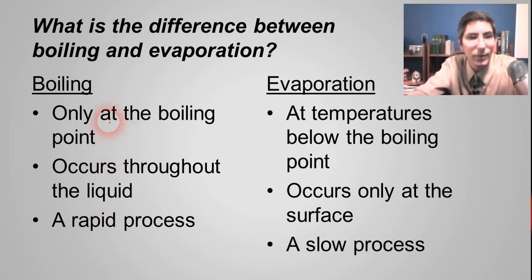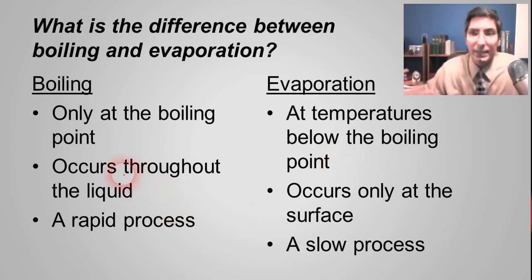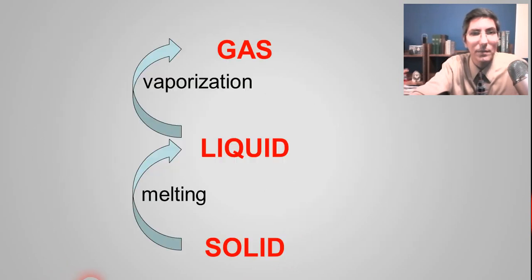Notice the temperature. Boiling takes place at the boiling point. Every liquid has a boiling point. We'll talk more about what that means here in the next video. Evaporation takes place at temperatures below the boiling point. Boiling takes place throughout the liquid. That's why you see the liquid churning whenever it's boiling. Evaporation is only at the surface. Boiling is very rapid, it's very fast. Evaporation is very slow most of the time. In fact, it can be very slow.